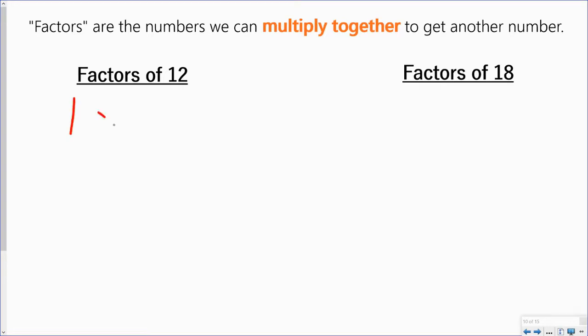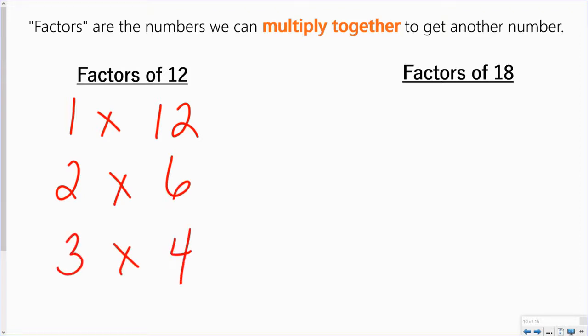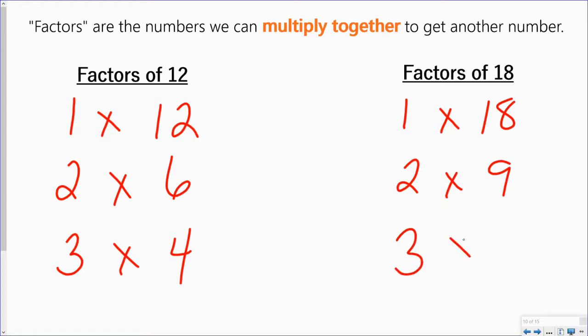So we could do 1 multiplied by 12 to get 12. We could do 2 multiplied by 6 to get 12. And we could do 3 multiplied by 4 to get 12. And then factors of 18 would be 1 multiplied by 18, 2 multiplied by 9, and 3 multiplied by 6.